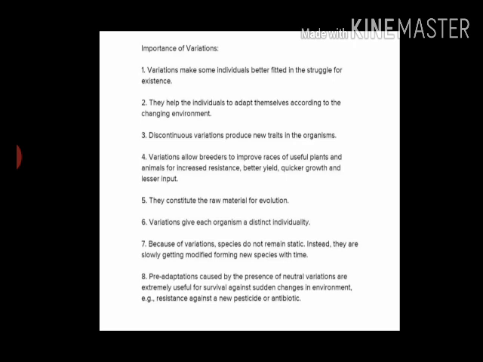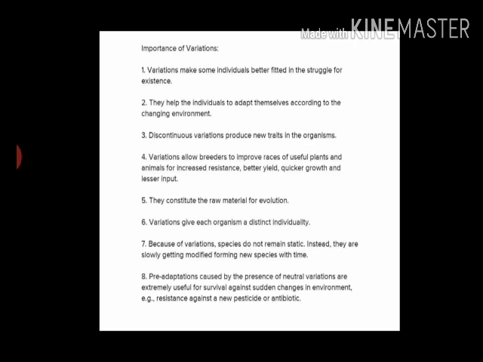So variation makes some individuals better fitted in the struggle for existence. These bacteria are struggling to survive in the presence of so much temperature. So if there is a variation in bacteria to sustain this temperature, they can sustain that heat, isn't it? That is the importance of variation. They help the individual to adapt themselves according to the changing environment. If the temperature keeps on changing, they have the ability to sustain that temperature. That is the importance of variation.